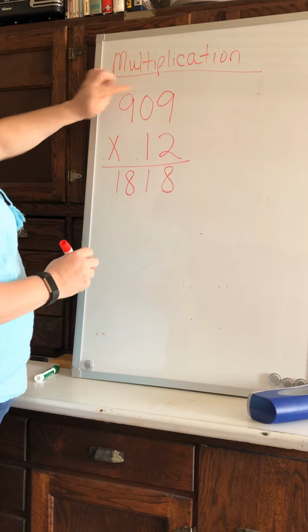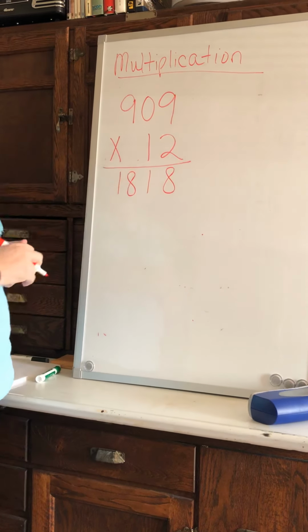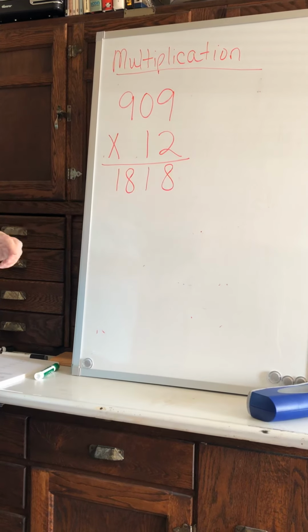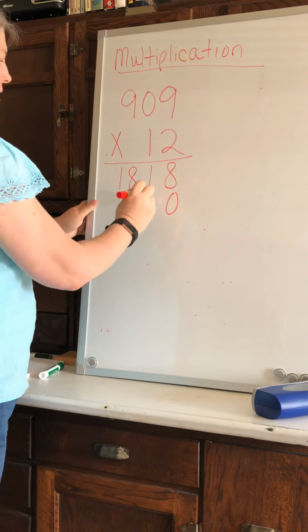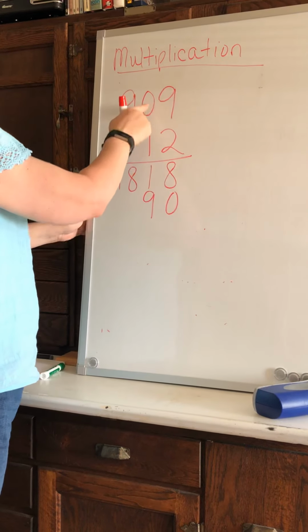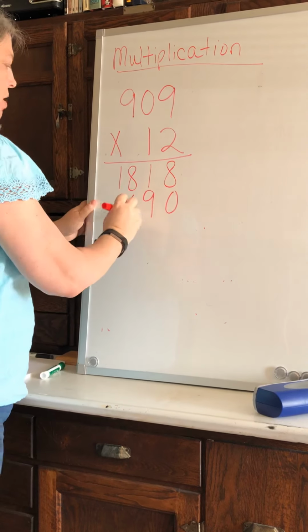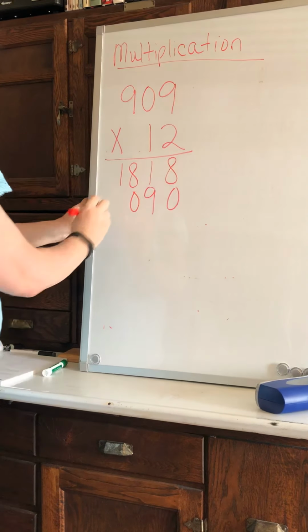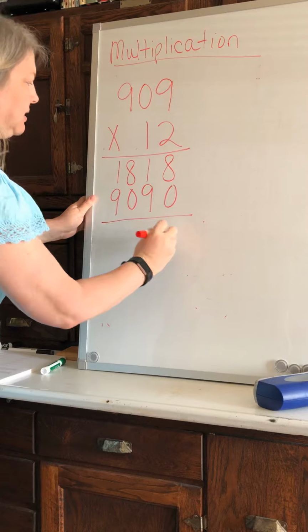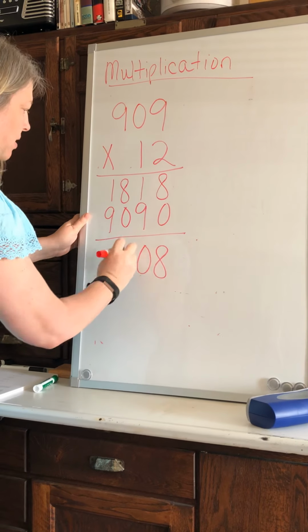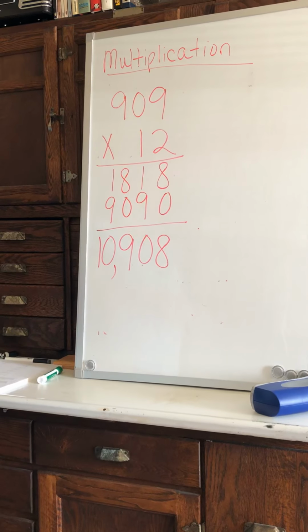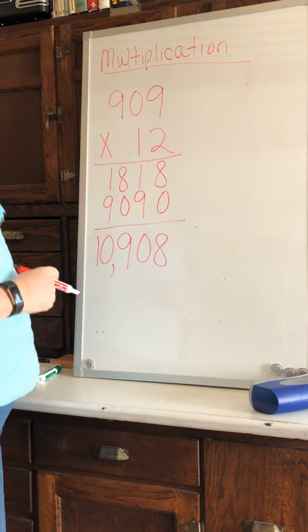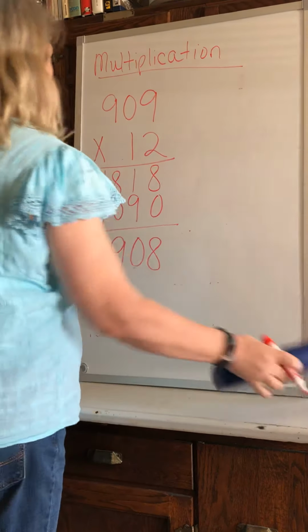All right, so we're going to go over to the second number. How many zeros are we going to put down here? Just one. And then 1 times 9 is 9. 1 times 0 is 0. 1 times 9 is 9. And you add it all together. 10,908. Okay, let's go for 3 numbers now.